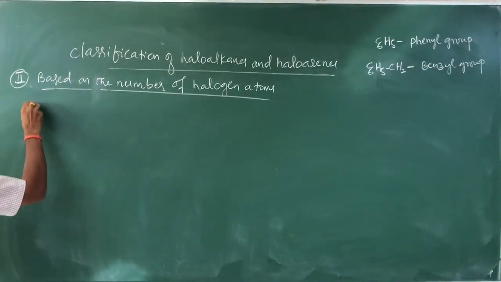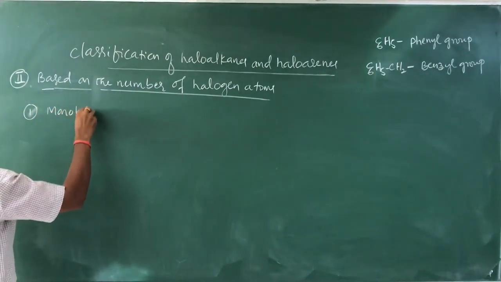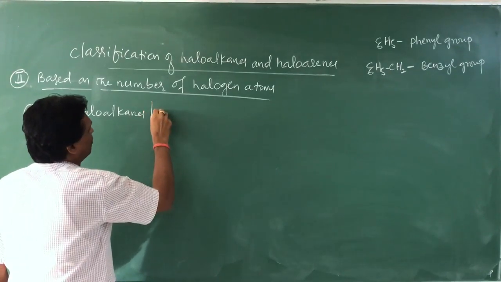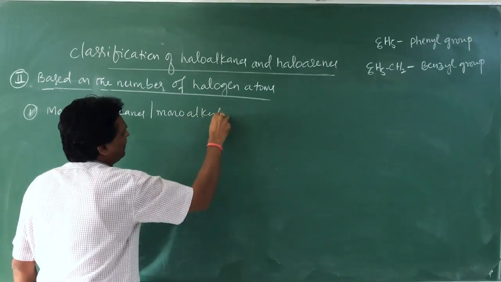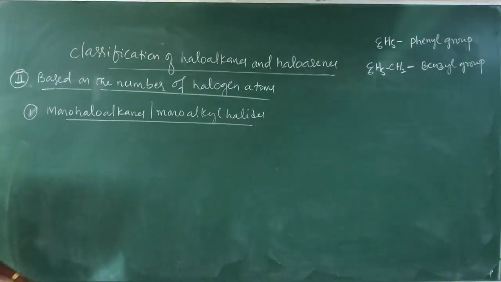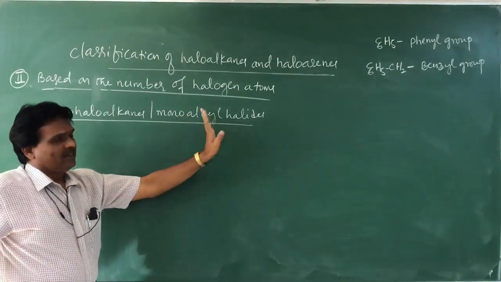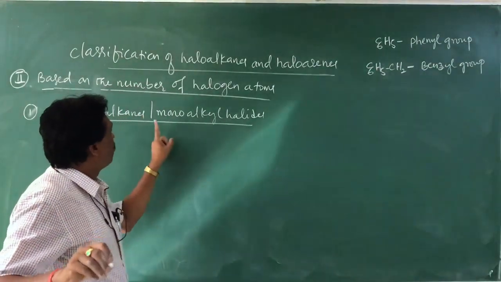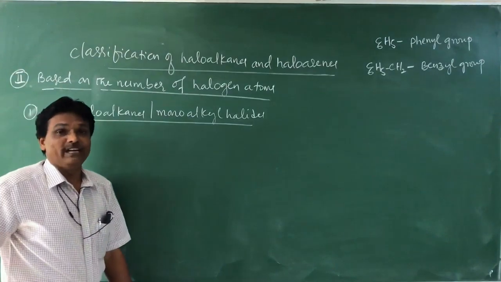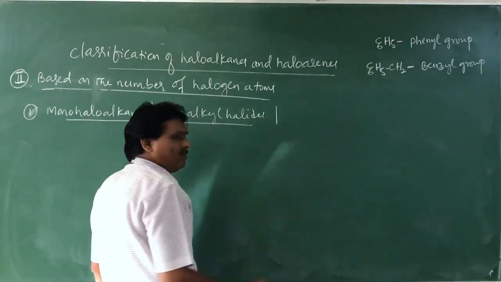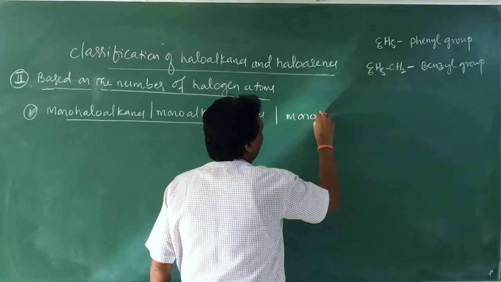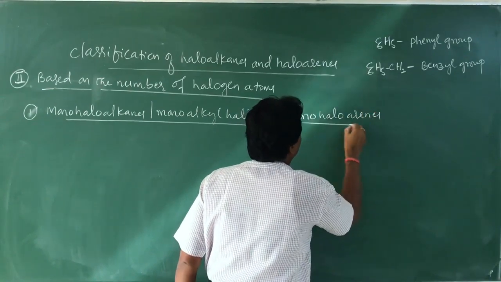So one is monohaloalkanes, these are also called monoalkyl halides. Based on the number of halogens, if a halogenated hydrocarbon contains only one halogen atom, it is called a monohaloalkane. If the one halogen atom is directly attached to the benzene ring, that is called monohaloarenes.